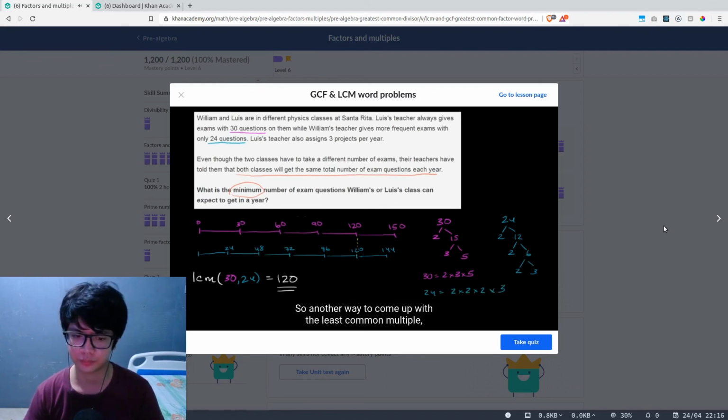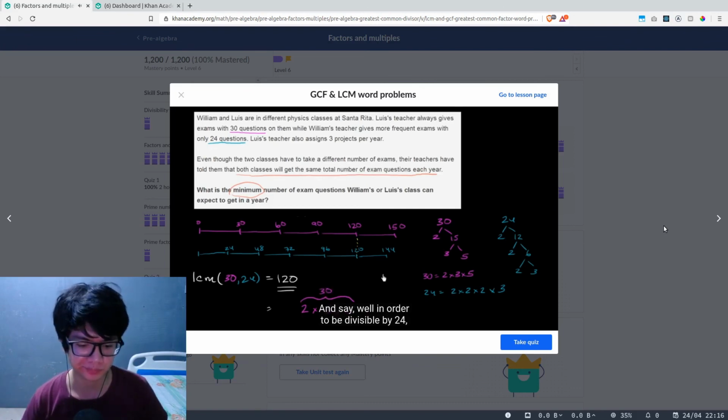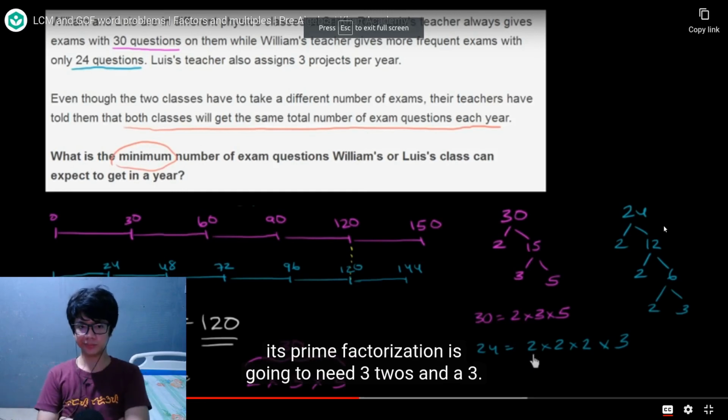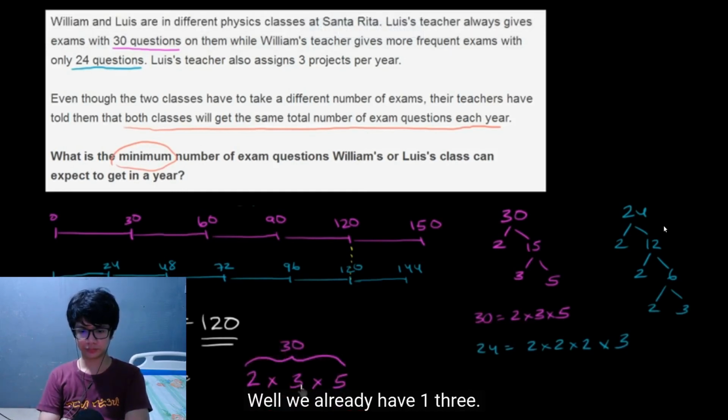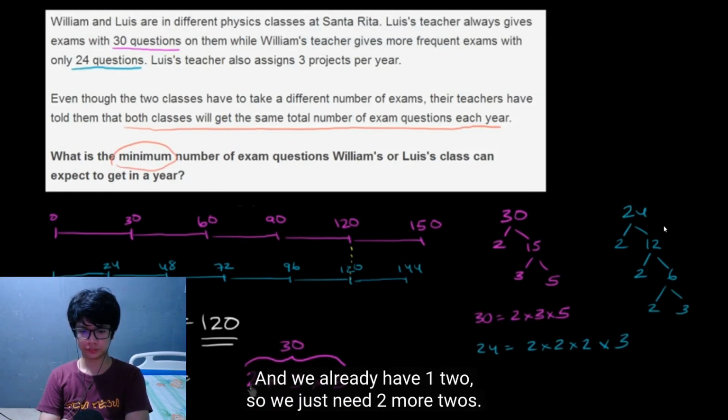So another way to come up with the least common multiple, if we didn't even do this exercise up here, says, look, the number has to be divisible by both 30 and 24. If it's going to be divisible by 30, it's going to have 2 times 3 times 5 in its prime factorization. That is essentially 30. So this makes it divisible by 30. And in order to be divisible by 24, its prime factorization is going to need 3 2's and a 3. Well, we already have one 3 and we already have one 2, so we just need 2 more 2's.